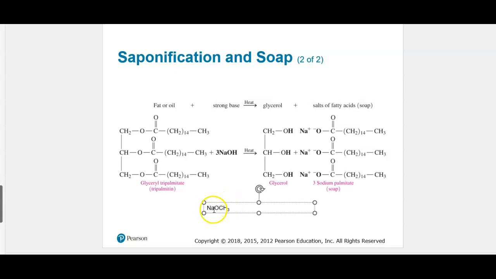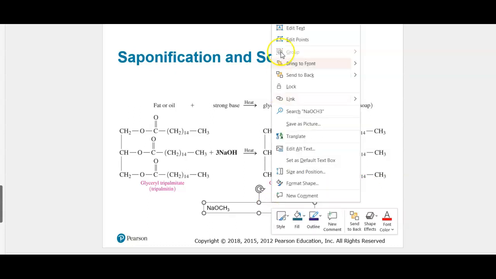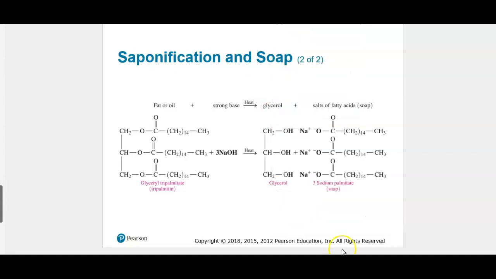You get this methoxide, and what you're going to end up with is, rather than this mixture of the sodium palmitate and glycerol, if you're using sodium methoxide, you're going to have the glycerol, but you're going to have the methyl ester of palmitic acid. So that's really what's going on with biodiesel. That's the way the reaction works. So I thought I'd throw that in.